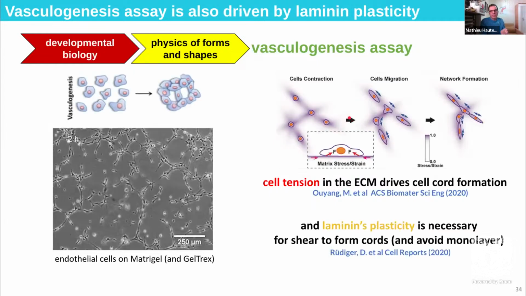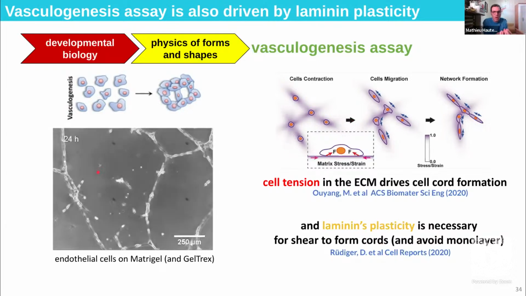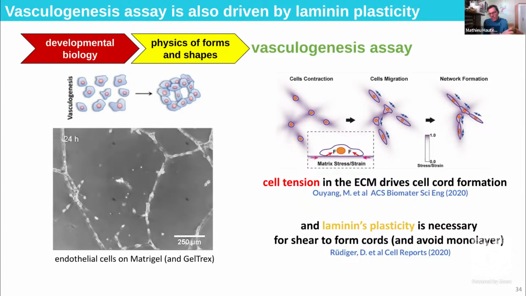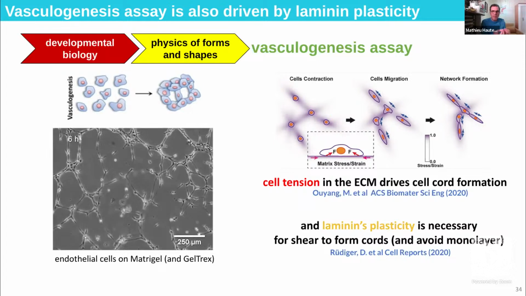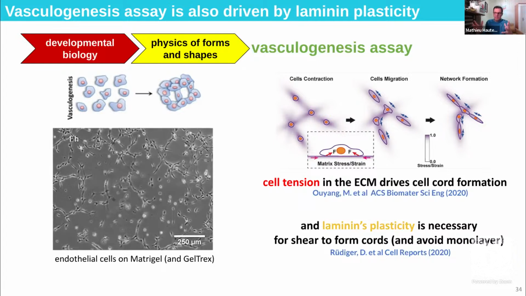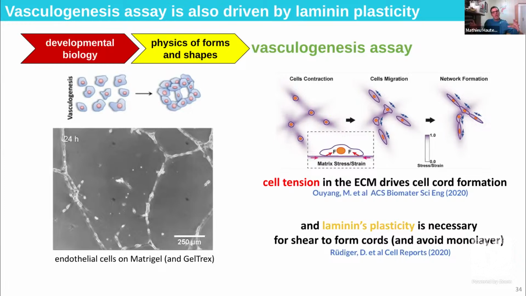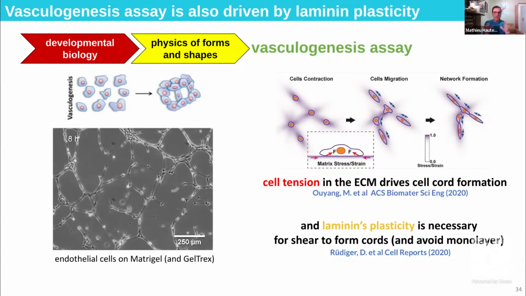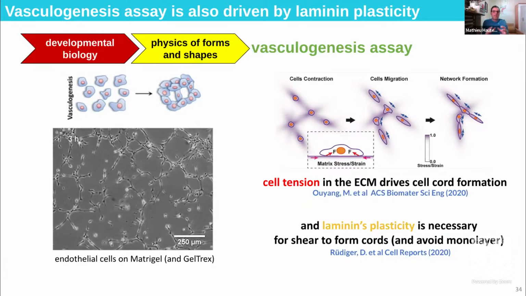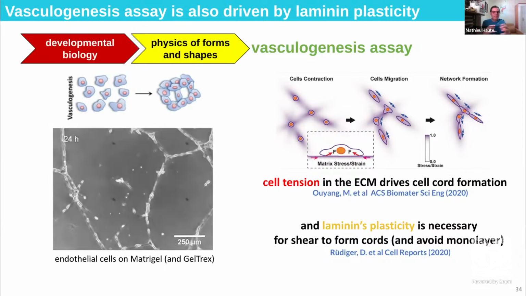And another paper was published at the same time in Cell Reports, where they showed that the reason why it works on Matrigel or Geltrex and not on other ECM, like collagen, is because Matrigel and Geltrex have a lot of laminin, and laminin is more plastic than elastic. And here, just a little bit of physics. Elastic means that when you apply a deformation because you push or pull on the material, when you remove the force, immediately it goes back to its original shape. When it's viscoelastic, it takes more time to go back. When it's plastic, it actually doesn't go back.